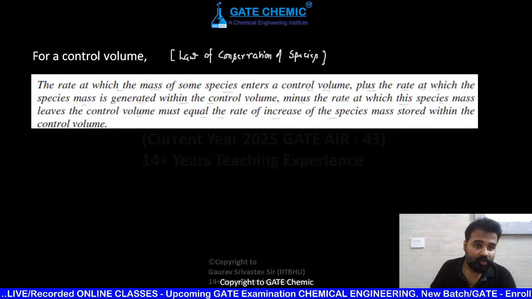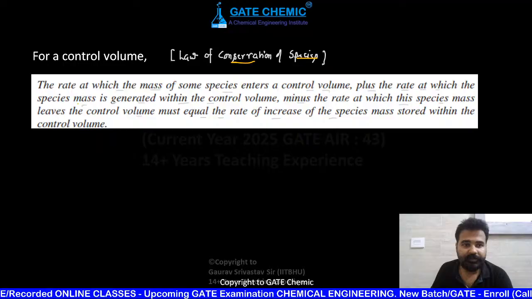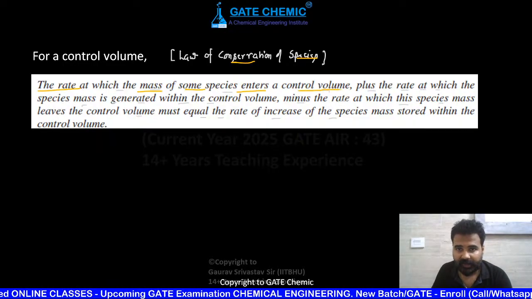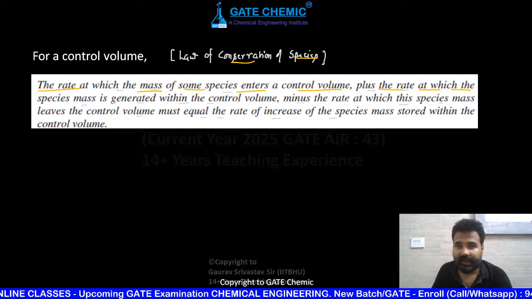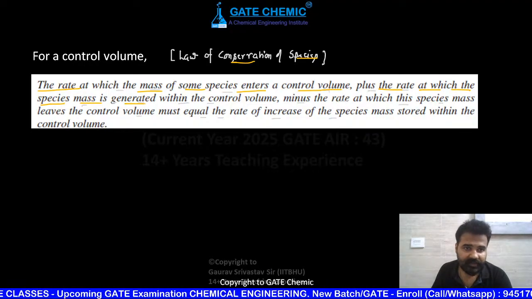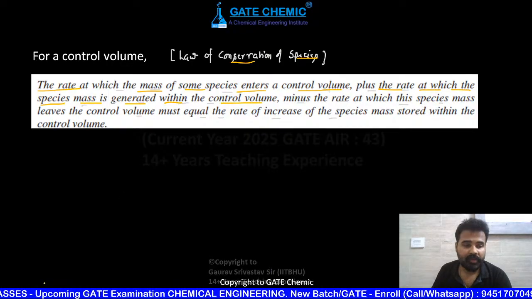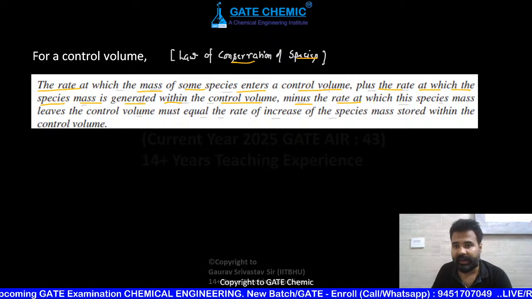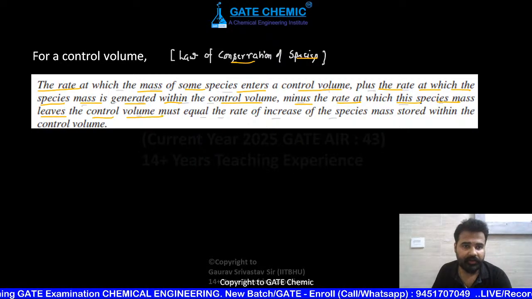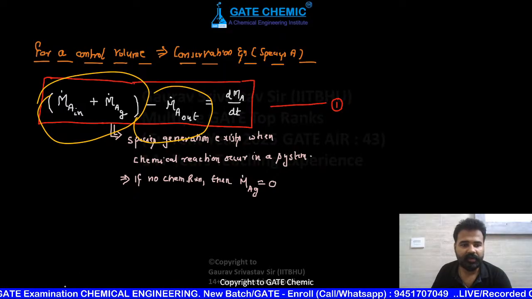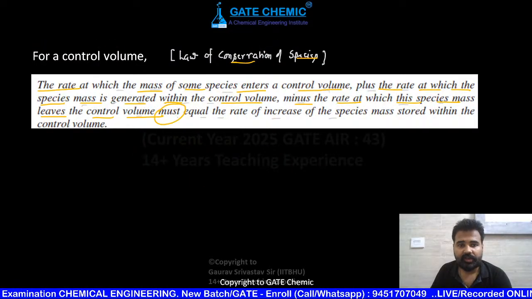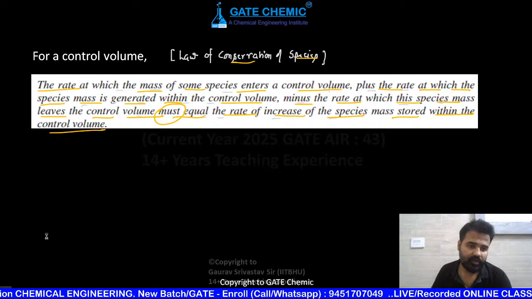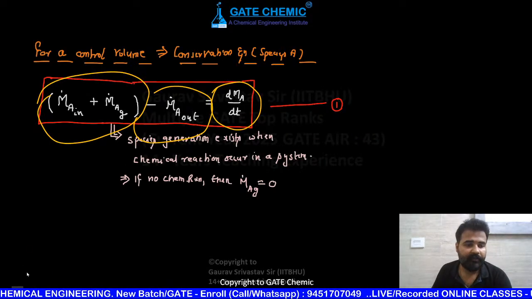Chalo. So, for a control volume, what is the law of conservation of species? The rate at which the mass of some species enters a control volume, plus the rate at which species mass is generated within the control volume, this term, minus the rate at which this species mass leaves the control volume, minus this one, must equal the rate of increase of species mass stored within the control volume, this one. I hope everyone is crystal clear.